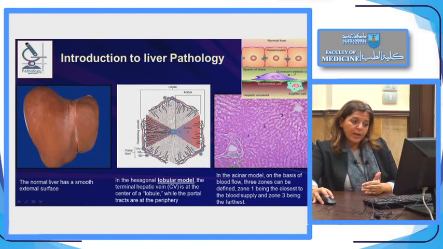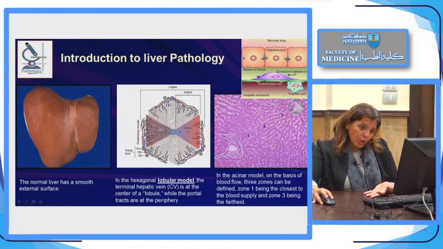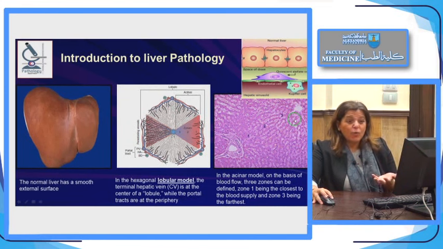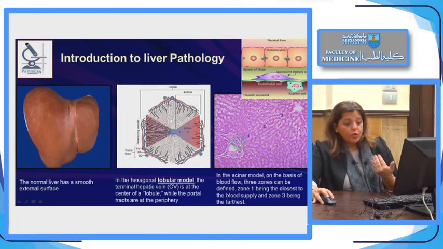From the portal tract to the central vein. So the area that is closest to the portal tract has the best blood supply, the richest blood supply and oxygen supply, and the area that is closest to the central vein is the more at-risk area for ischemia, because it is the furthest away from the oxygen supply and the blood supply. Okay, so these are zones.